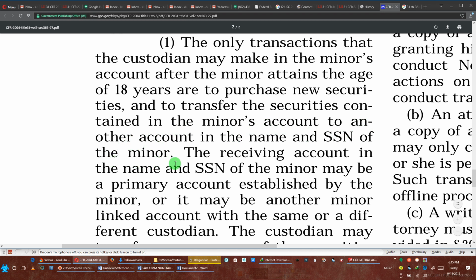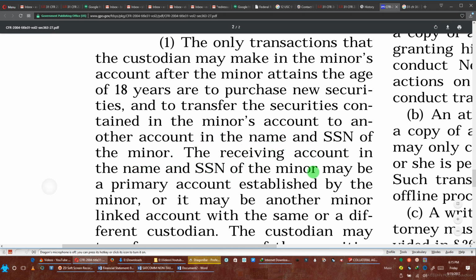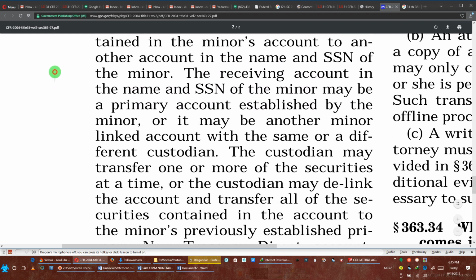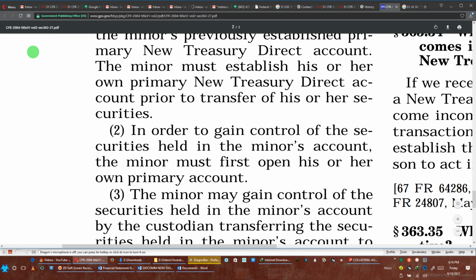So your monies ain't going nowhere. Your estate ain't going nowhere. All your stuff is right there. It ain't been taken by nobody. So stop it. The receiving account in the name and Social Security number of the minor may be the primary account established by the minor, established by you, or it may be another minor linked account with the same or a different custodian. So that means you may have 2 accounts with the same custodian. The custodian may transfer one or more securities at a time, or the custodian may delink the account and transfer all of the securities contained in the account to the minor's previously established new Treasury Direct account. Okay, that means that there was already a Treasury Direct account. Now you're going to have to establish a new one.